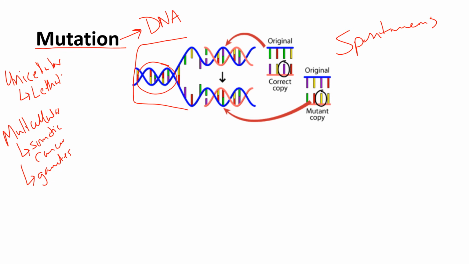Here is the original parent molecule. This is the replication fork. And both original strands are being replicated. And it's possible during this process of DNA replication that the proteins, the DNA polymerase, makes an error. But this is very, very rare. This is a very rare event, but it's called a spontaneous mutation.